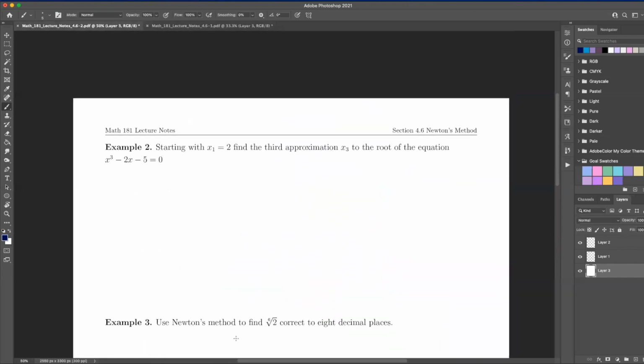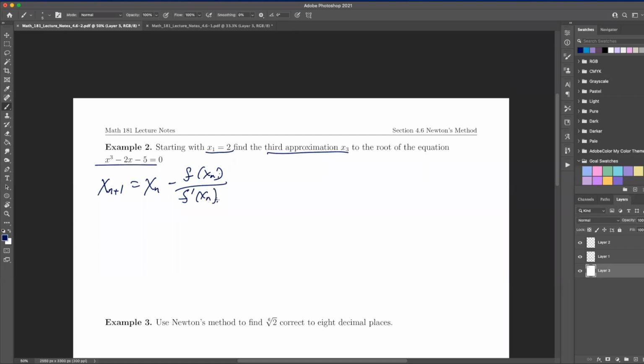Let's start with something a little bit easier. This is a cubic, and cubics aren't too terrible with roots. We're going to start with x1 equals 2, and we want to find the third approximation of the root. That means run x1, x2, and x3 until you get to that. Let's remember our equation: x_(n+1) equals x_n minus f of x_n, divided by the derivative f prime at x_n.